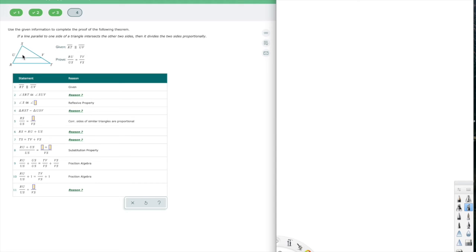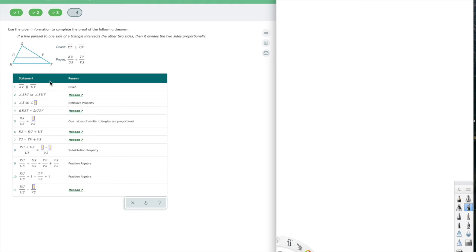We have SR over SU equals ST over SV. If we looked at the parallel lines, it'd be RT over UV. So we're going to prove that that's true. What we just used is true. So they already gave us the given. They put it down here. So the given was that the two lines are parallel. The line passing through is parallel to the third side. So they put it down here already.